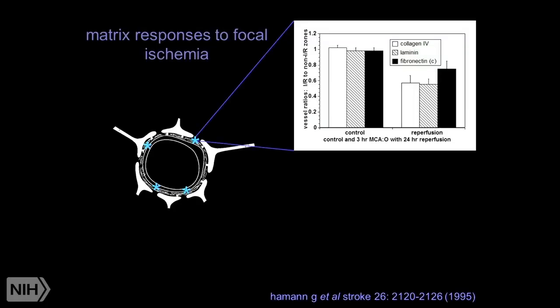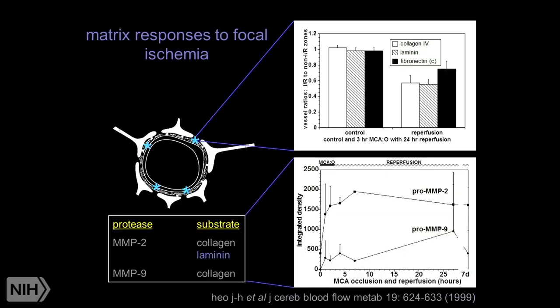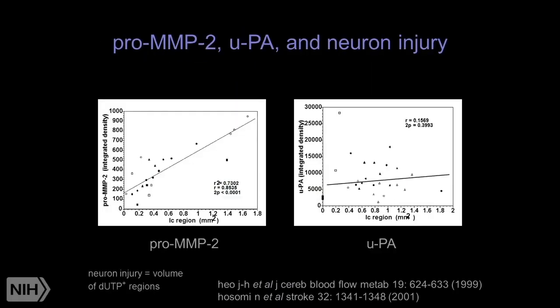It was Gerhard Hamann in our group a number of years ago who demonstrated very clearly that within 4 to 24 hours after the onset of ischemia in the primate, there was a significant loss in collagen 4, laminin, and fibronectin content of microvessels, that is predominantly capillaries. And this coincided with an increase in pro-MMP2 expression in this system.